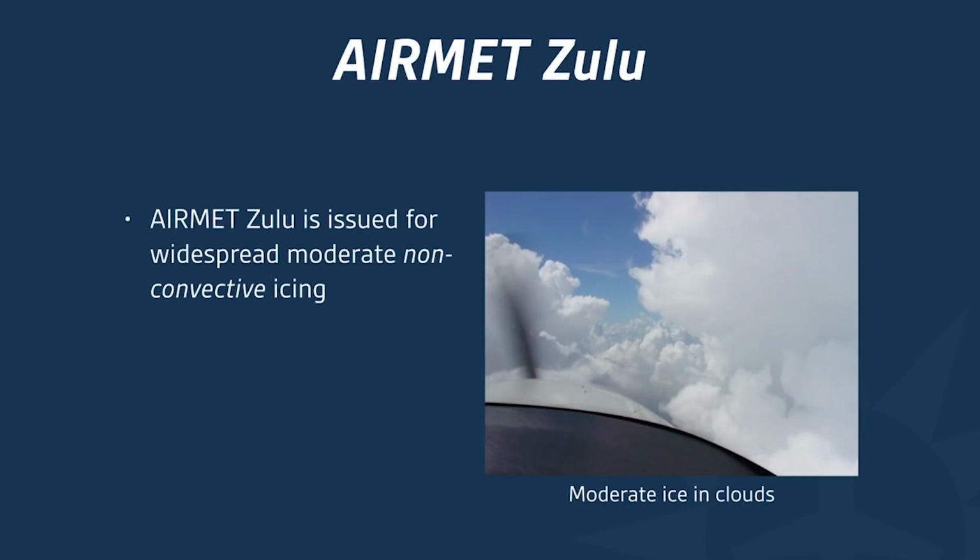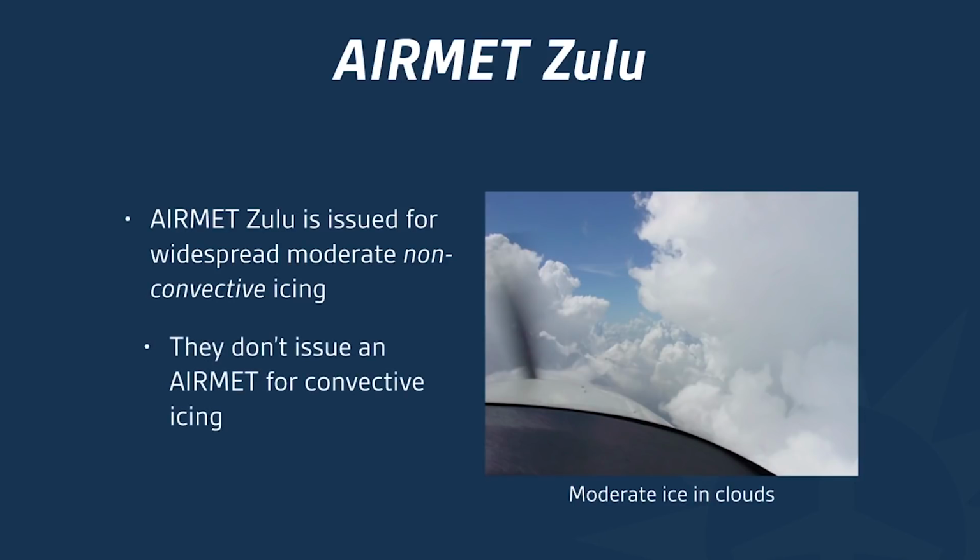Now similarly, AIRMET Zulu is issued for widespread moderate non-convective icing. Same kind of issue, they don't issue an AIRMET for convective icing. So if you're flying around at temperatures below freezing, flying in and through some cumuliform clouds, vertically developed clouds, picking up an airplane load of ice, wondering why there was no AIRMET out for icing in that particular area, that's because vertically developed clouds like cumulus clouds are convective, and AIRMET Zulu only covers moderate non-convective icing.